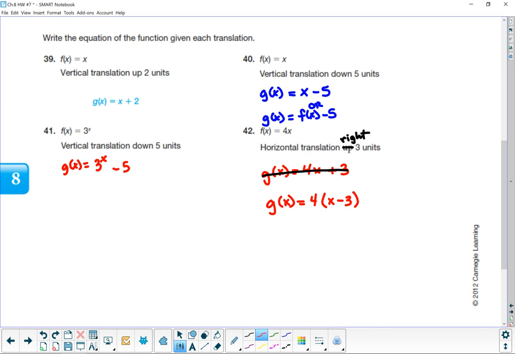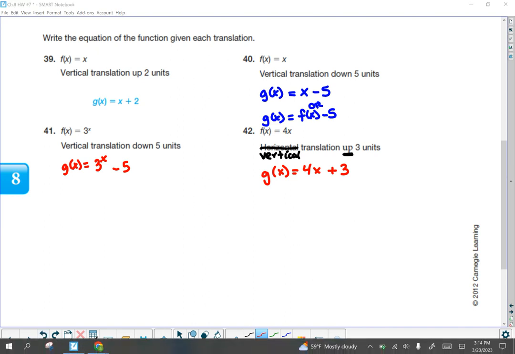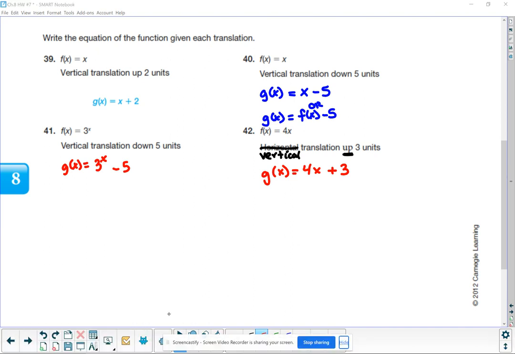Either way is fine. You can do horizontal translation right 3 units, like how I have here, and that'd be the end of it. Or you can do vertical translation up 3 units, and that would be this. So either way is fine. I'm good either way. Definitely a typo.